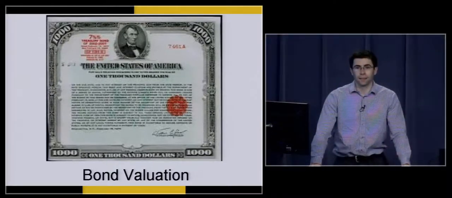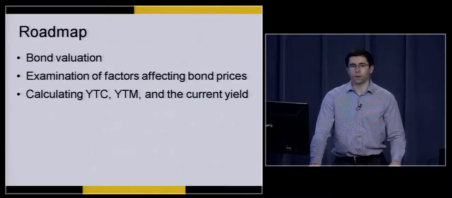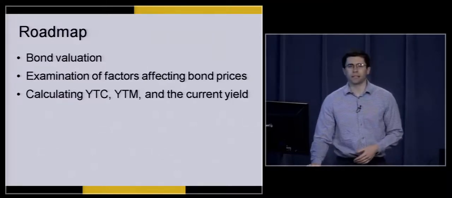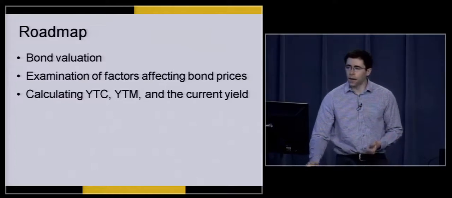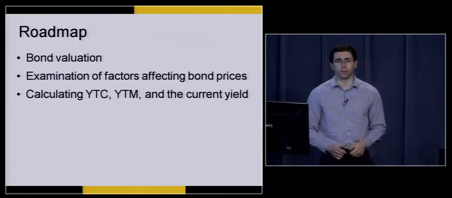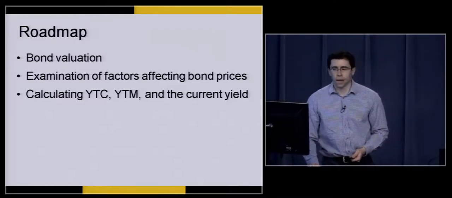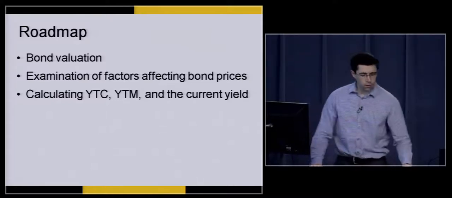Welcome back. In this final portion of our bond coverage, we're going to talk about bond valuation. So what are we going to do? Well, first I'll walk you through a number of examples using the techniques that we covered using the time value of money buttons on the BA2 calculator. And then I'll talk about some of the factors that affect bond prices, namely time to maturity and also interest rates. And finally, we'll wrap up by calculating the yield to maturity, the yield to call, and the current yield for a much more in-depth example. So let's go ahead and get started.